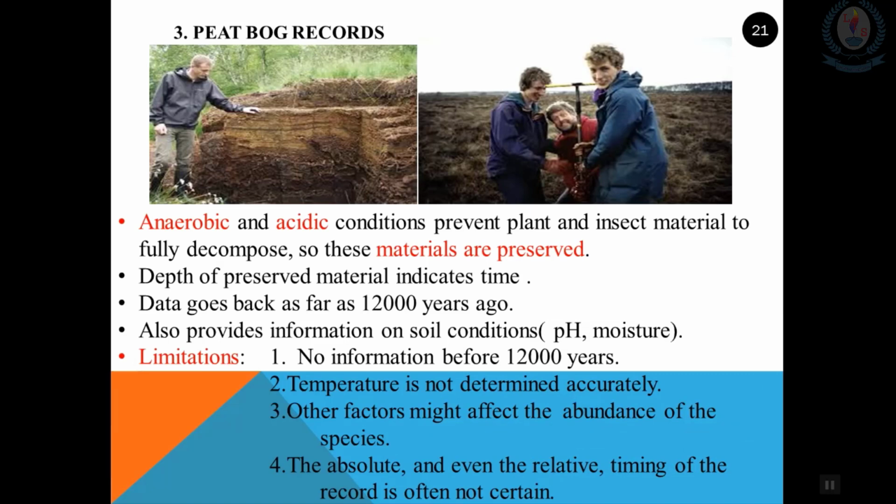Peat Bog Records. Peat bogs is another source of data for temperature proxy. Peat bogs have very anaerobic and acidic conditions, and these conditions prevent plant materials from being decayed or decomposed completely. So, things like pollen grains are preserved in peat bogs, and we can dig these cores out of the ground and take samples and analyze them. By analyzing these samples, we can get a clear idea of what kind of plants were present at the time when the peat was being formed.